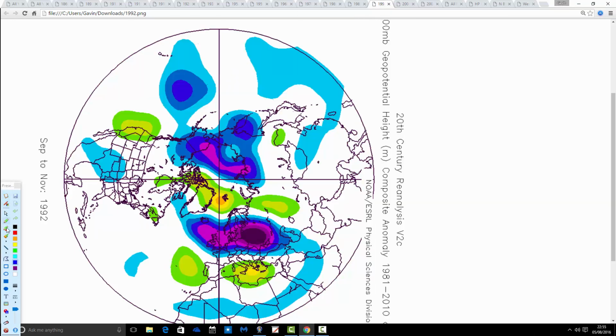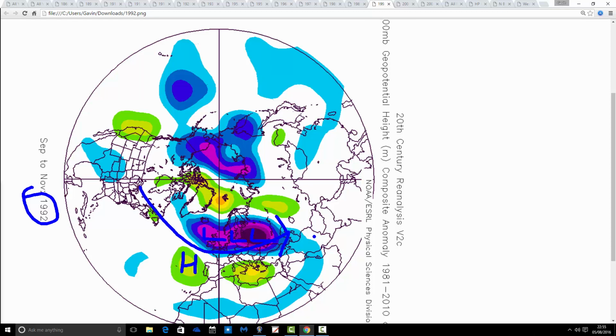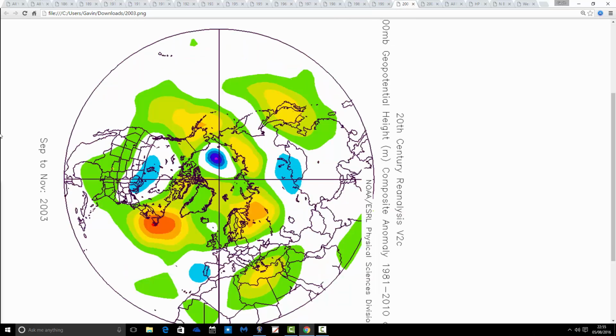1992 is next, and this one is different again. The autumn of 1992 looking like this, with a trough of low pressure close to us and high pressure down around the Azores. So it's quite a westerly autumn, albeit fairly wet and unsettled. So quite unsettled and fairly wet westerly type autumn.